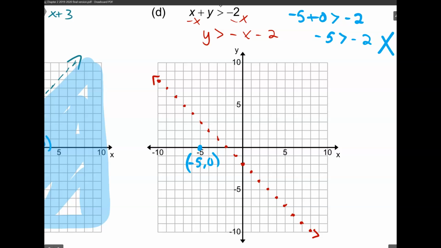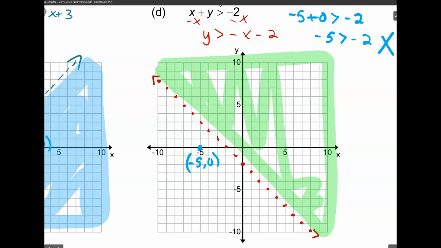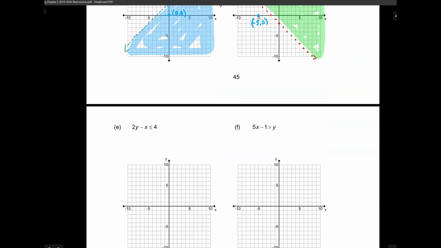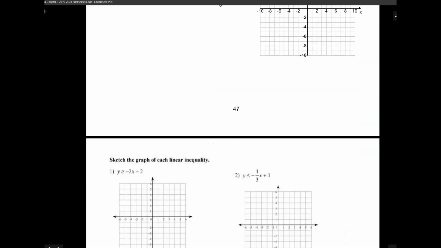Beautiful. So it just shows you, it doesn't matter what point you choose as long as it's not on the line. Pick any point, it just can't be on the line. Plug it in, see if the inequality is true. If it's not true, you shade the opposite side. If it's true, you shade that side. Perfect. Basically like dropping a number line, but the shading is the arrow direction.